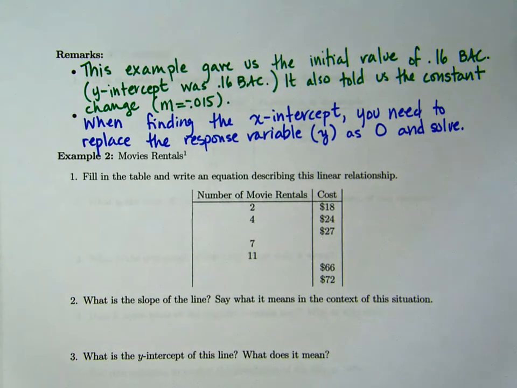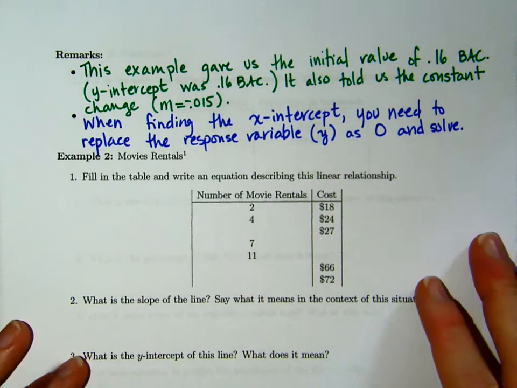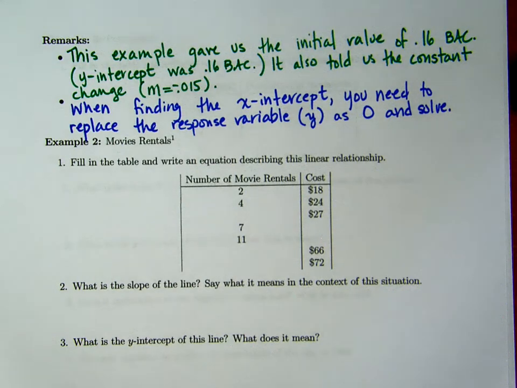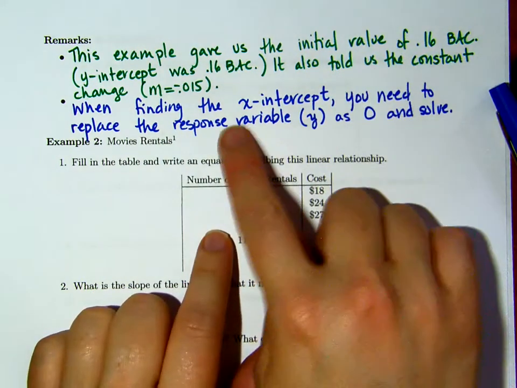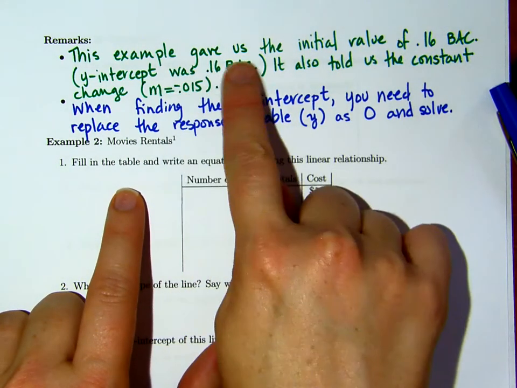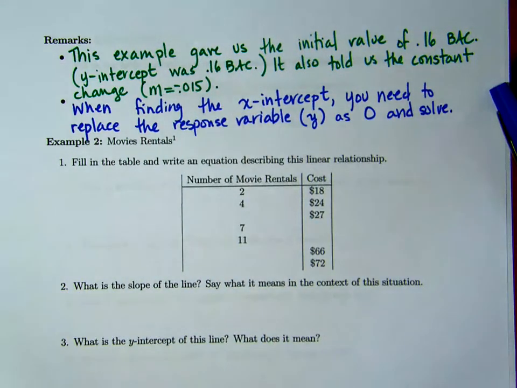Okay. In the next example, we're going to look at another scenario, but we may not be given the initial value and we're not given the constant change. So we'll figure out how to deal with that.